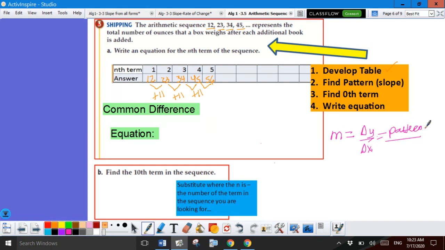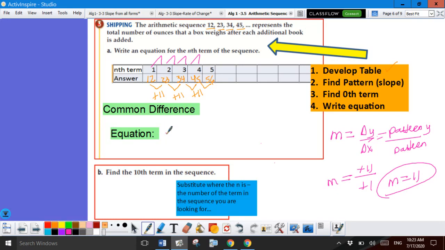Those are my patterns. And we already have the pattern of the y. We know the pattern of the y is plus 11. So I have positive 11. And then here, this is always going to be plus 1. Okay, it's always going to be plus 1. So my slope is just 11. So every time I add a book to the box, I'm increasing by 11 ounces.